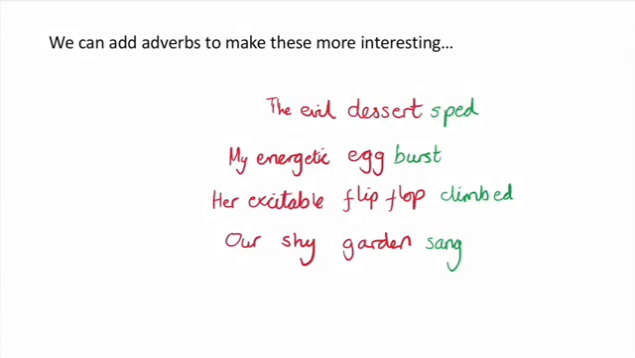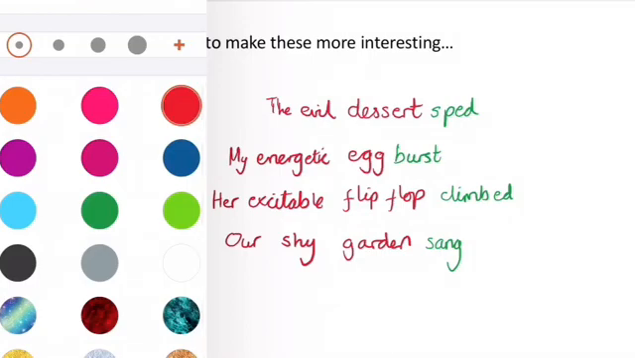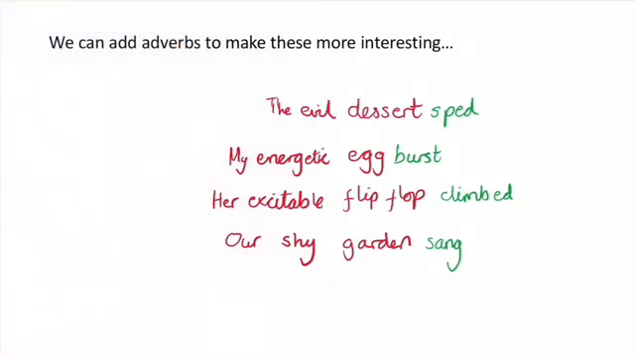I'm going to add an adverb onto this. So how is the verb being done? How is my dessert speeding? How is my egg bursting? I'm going to use pink for that, if pink's an option. Well, pinky purple, that will do. Okay. Well, if you speed, you do it quite quickly, so let's put rapidly.